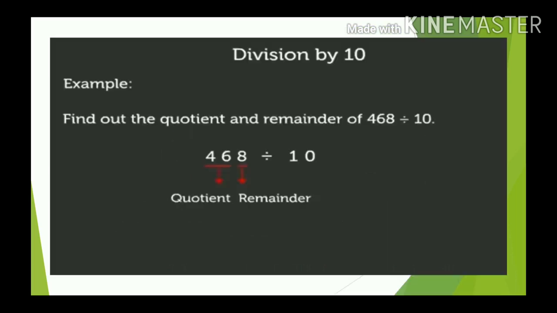Now here you can see another example. Find out the quotient and remainder of 468 divided by 10. Again here I am going to do it directly without any division. For division by 10, we just take the ones place as the remainder and the remaining numbers as the quotient. So 46 will become the quotient and 8 will become the remainder.